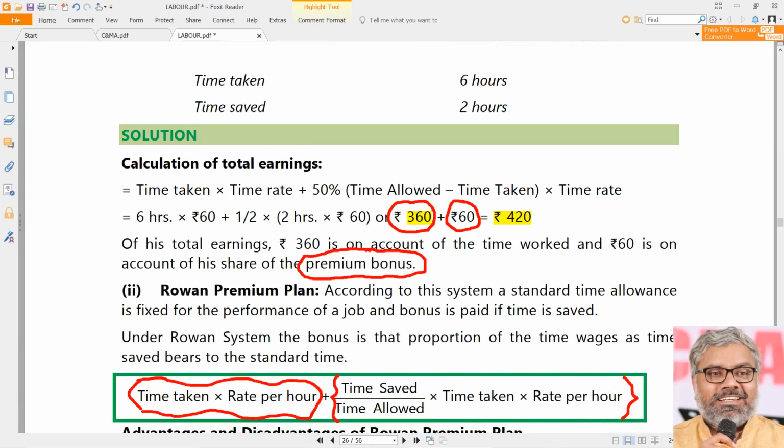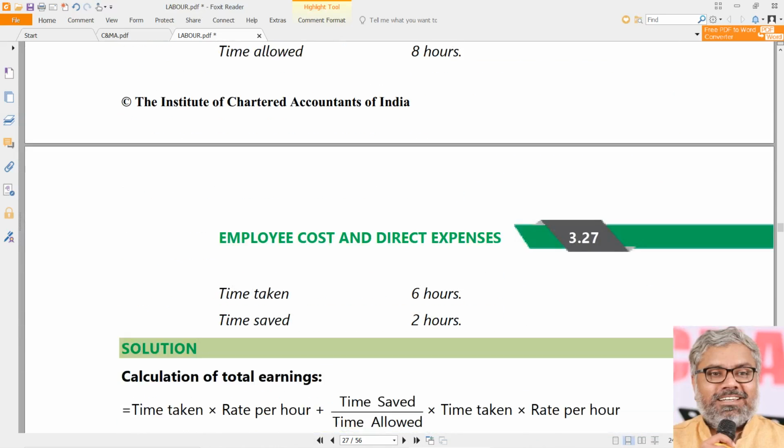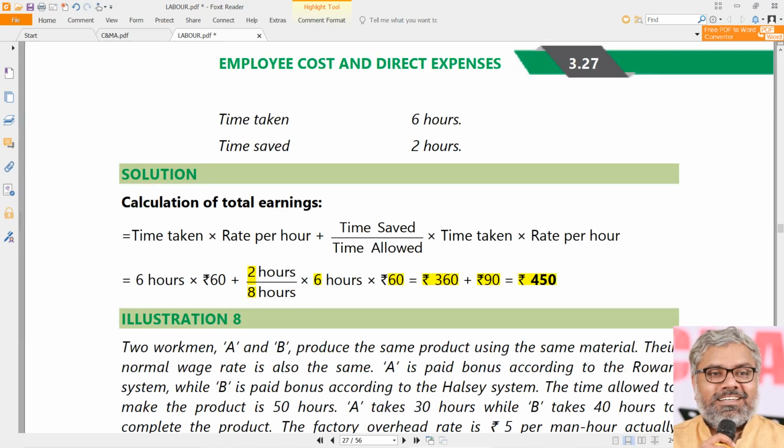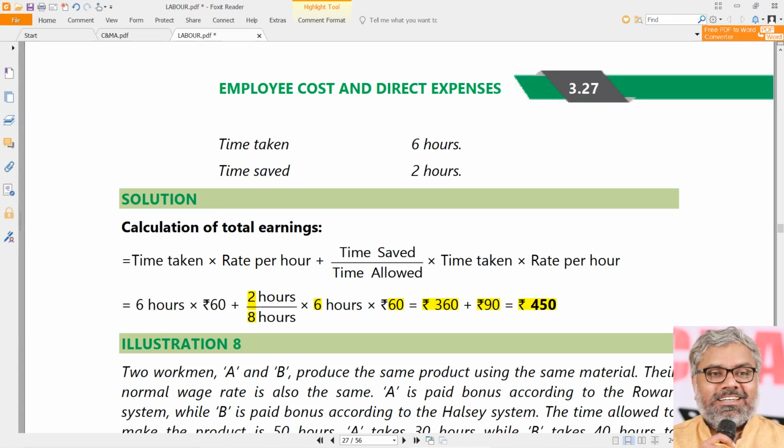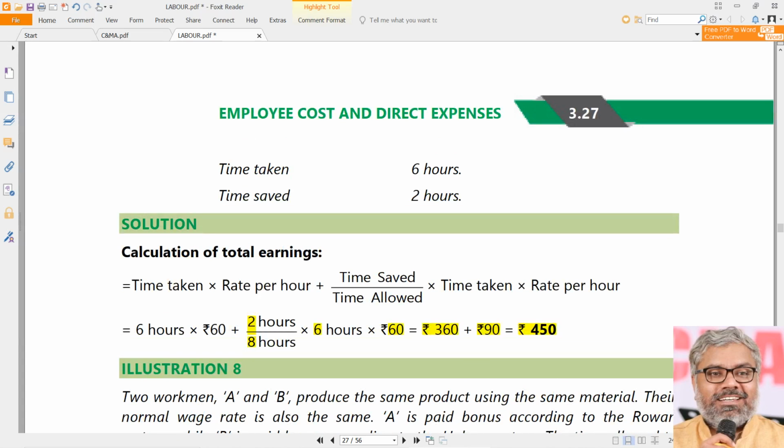Whereas earlier under the Halsey scheme they were only 420 rupees. So this scheme is giving more in this case. Don't think always Rowan will be higher than Halsey. No, nothing like that. We don't have to jump to any generalizations. Actual wages of the workers depend upon the facts. Naturally, they depend upon how much time is allowed, how much time is taken. From that, we can find out how much time is saved. Rate per hour is a fact. So definitely, we need the data related to how much time is allowed, how much time is taken, and rate per hour. Without these three things, we cannot solve the questions related to Halsey or Rowan.